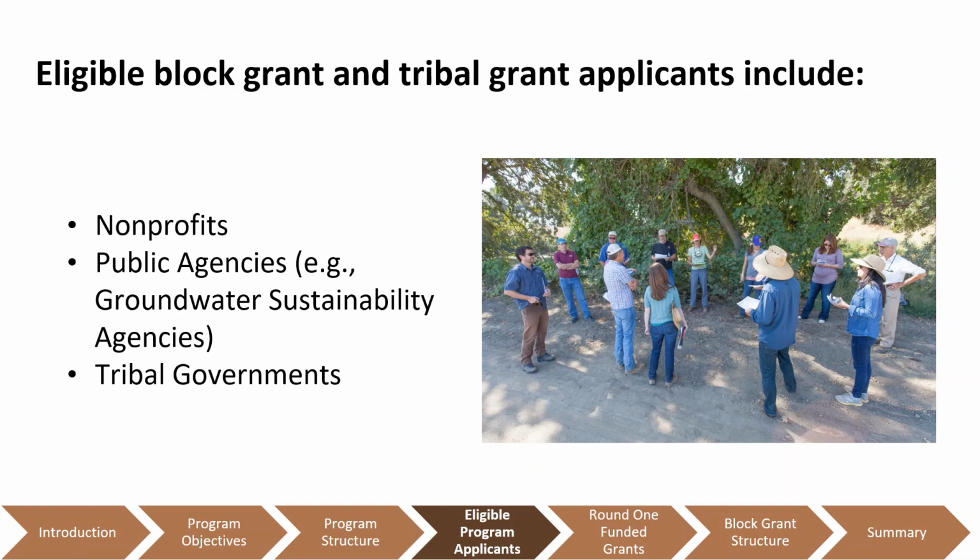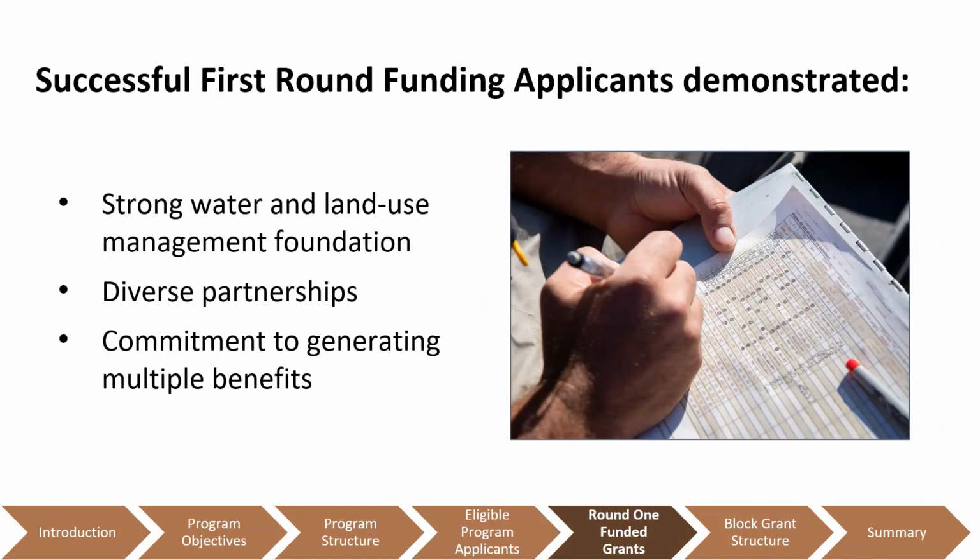Eligible block grant and tribal grant applicants include nonprofits, public agencies like groundwater sustainability agencies, and tribal governments. Successful first-round funding applicants demonstrated strong water and land use management foundations, diverse partnerships, and a commitment to generating multiple benefits through land repurposing projects.